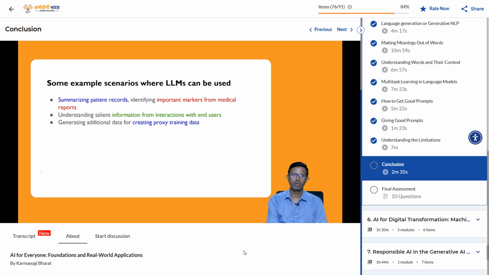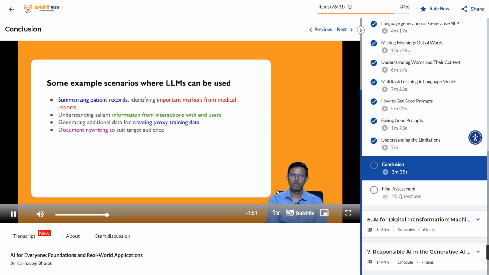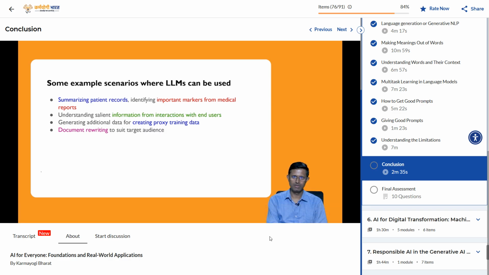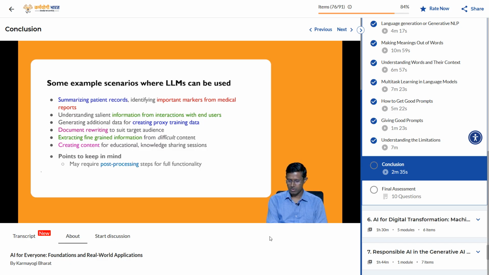Then we can also rewrite documents to suit a target audience. You take an input piece of text and give appropriate instruction so that the finally generated output is consumable to the audience. We saw one example with Newton's law of motion. We can also extract fine-grained information from difficult content. Then we can create content for educational material, knowledge sharing sessions, etc. However, points to keep in mind: we may require post-processing steps sometimes for full functionality, and we need to be mindful that some of the responses may be either hallucinated or undesired.